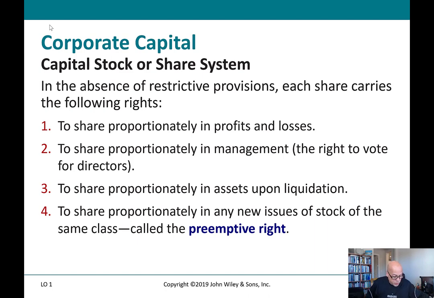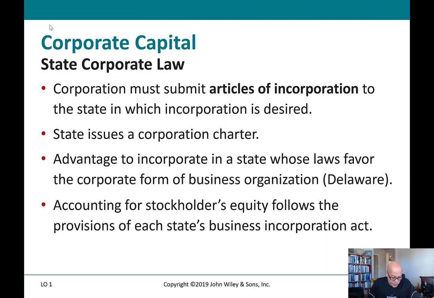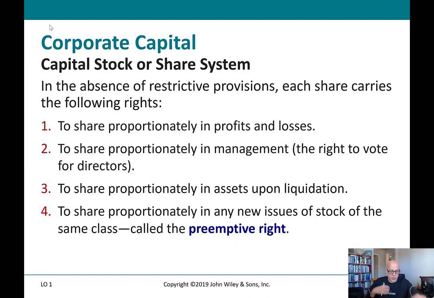Talking about the capital stock of an entity and the share system. Again, you incorporate with the state, and then you're going to have these different shares, and again, share proportionately in profits and losses. They're not going to send a check to you every time they have income. But when dividends are paid, then yes, those dividends are typically proportionate to the number of shares that you own. The right to vote, okay, that typically comes with common stock.